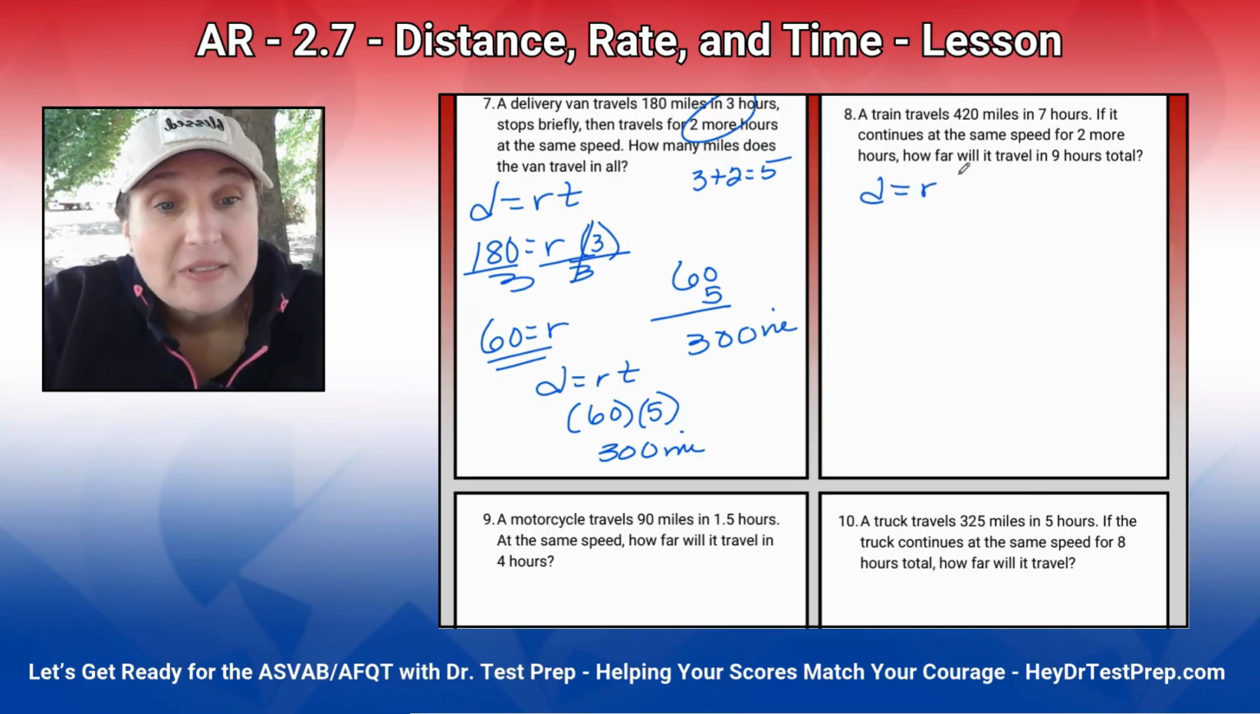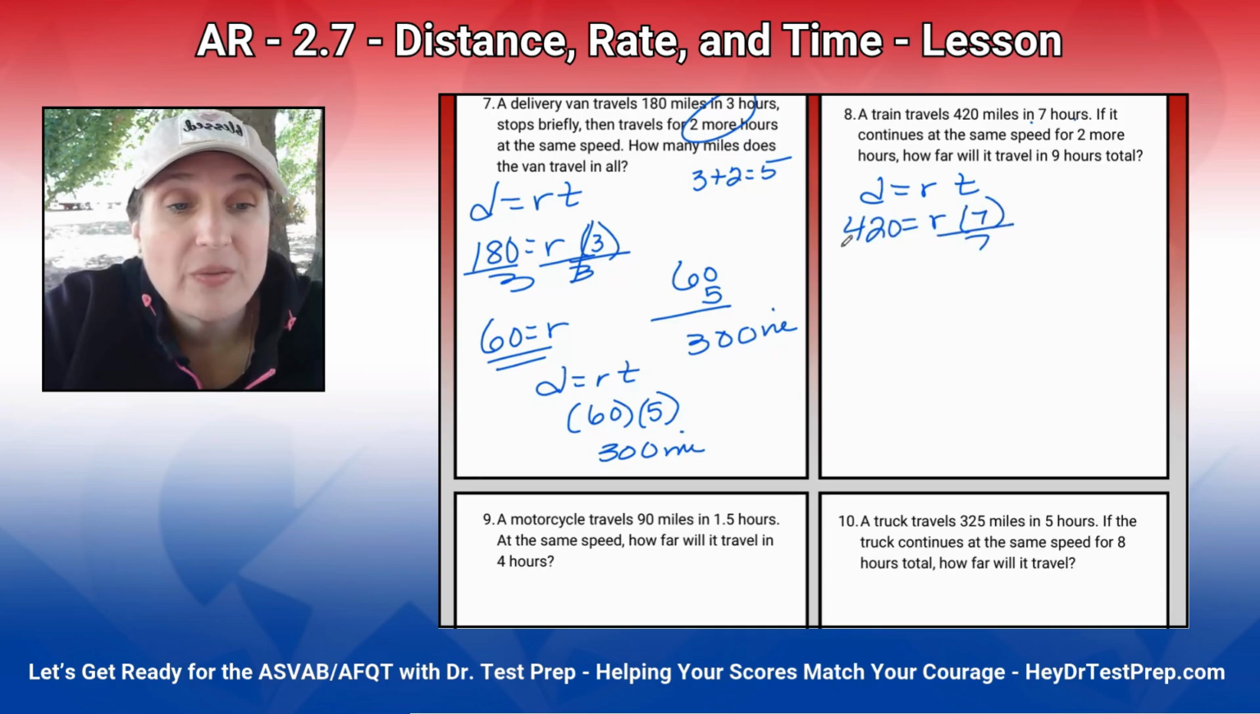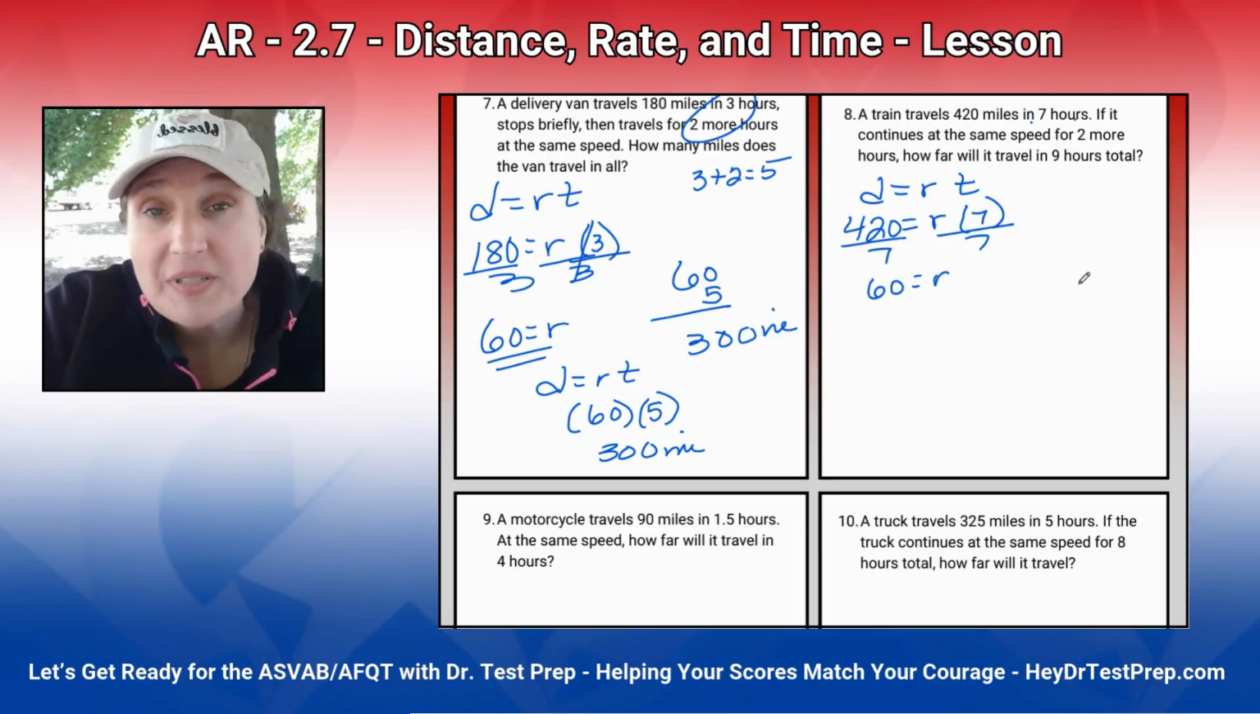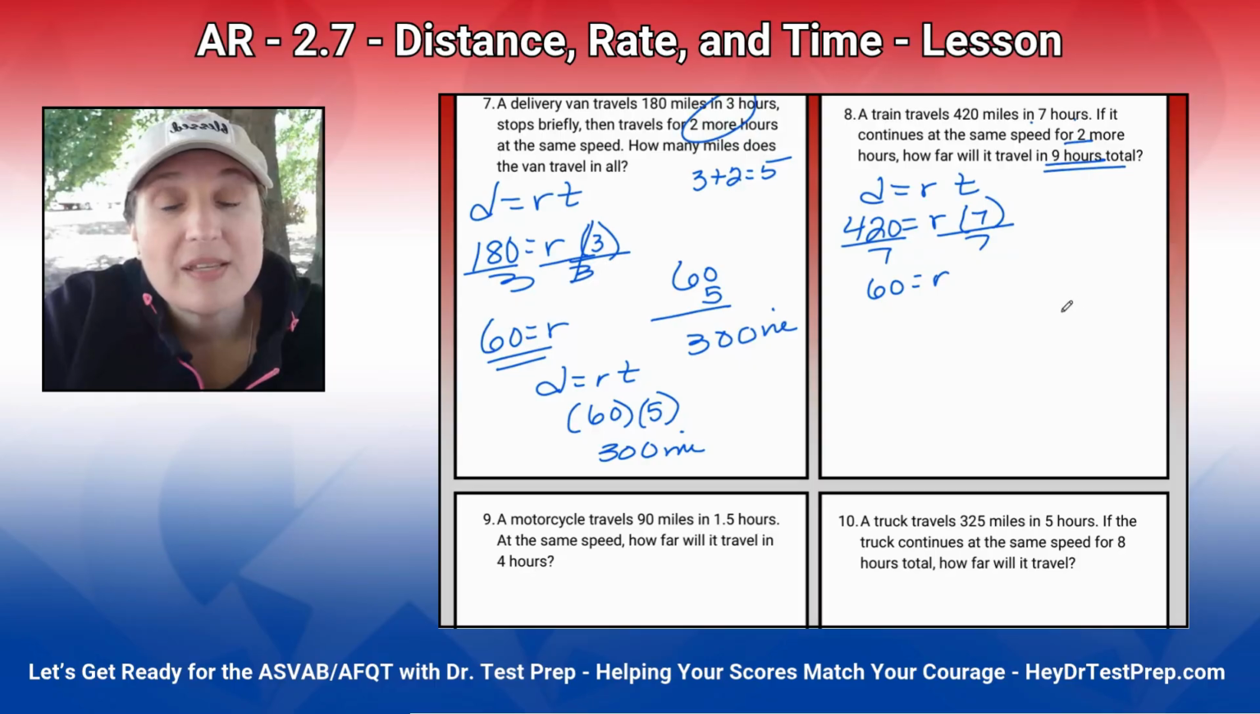A train travels, D equals RT, 420 miles in 7 hours. So 420, we don't know the rate, but we know that 7 hours passed. So that tells us, wow, I must love the number 60, that the rate is 60 miles per hour. If he travels for 2 more hours, what's the total distance, assuming the same speed?